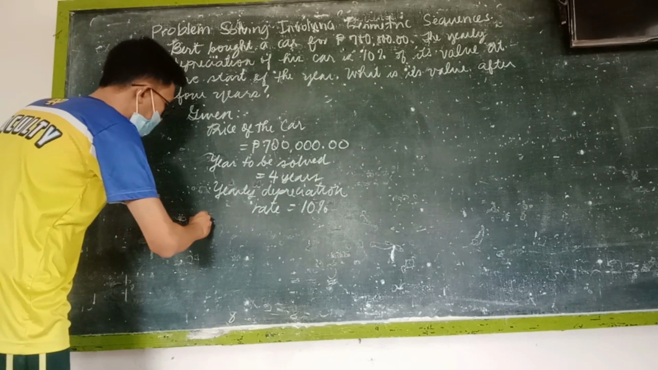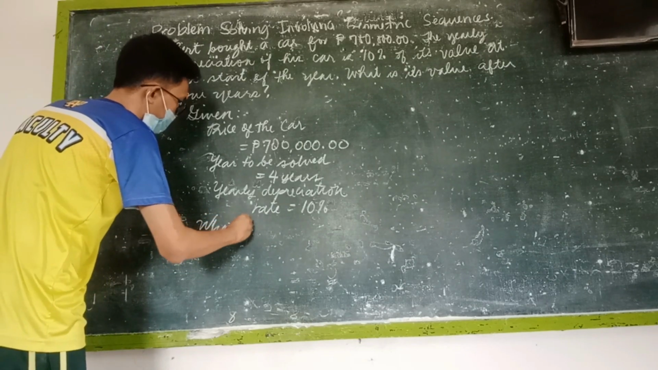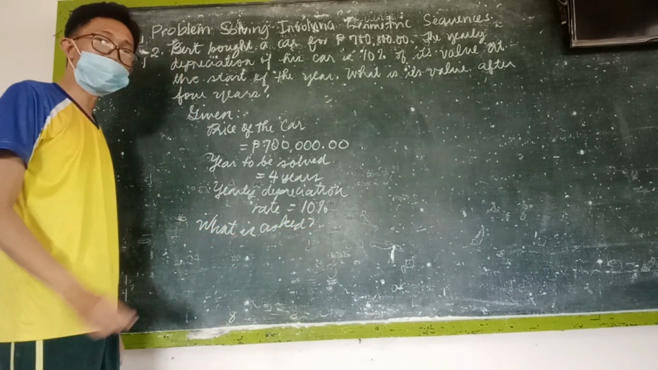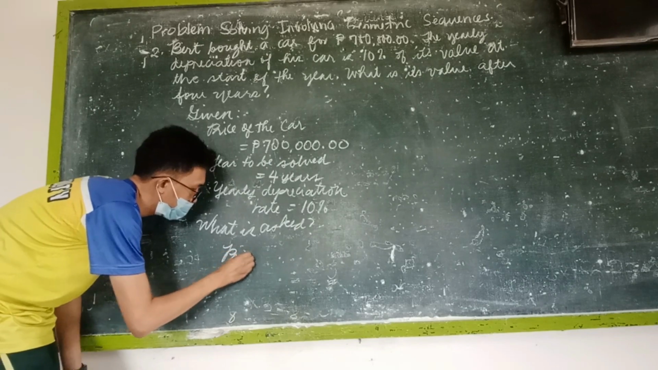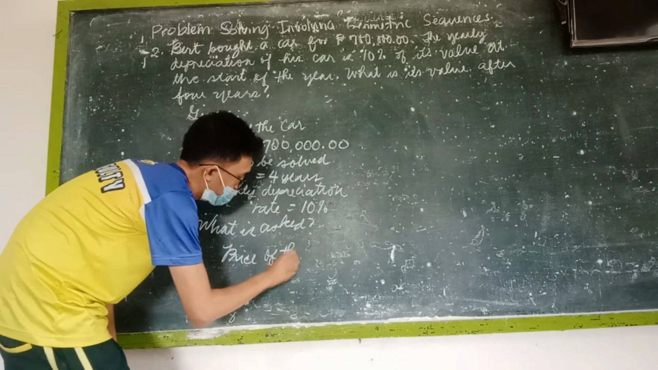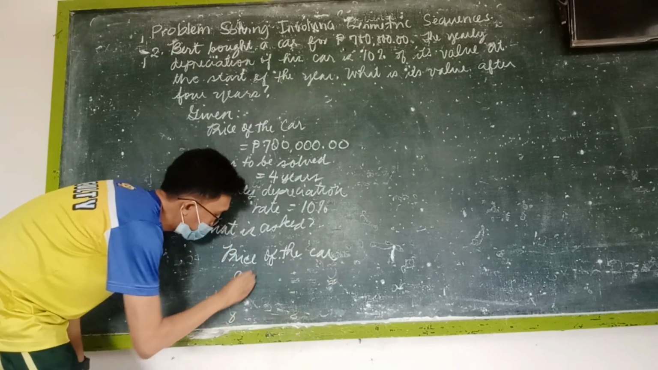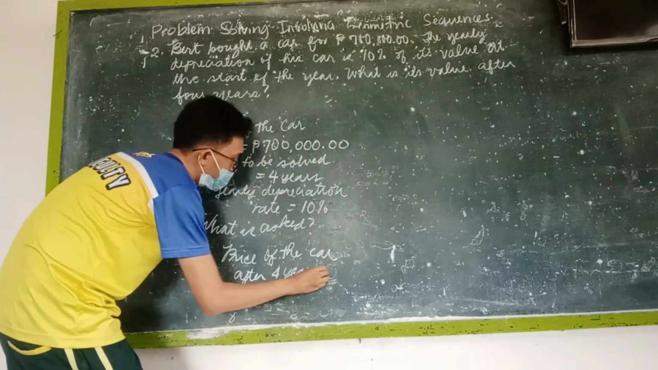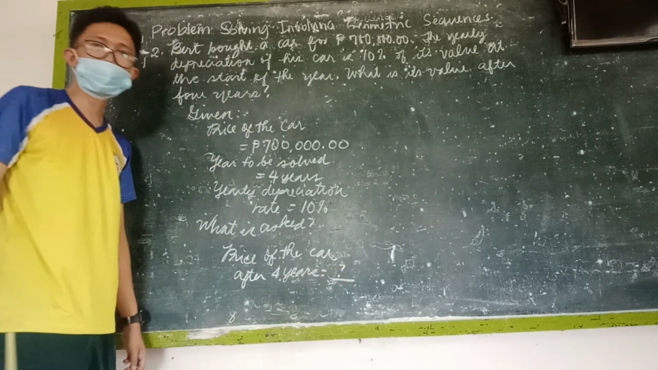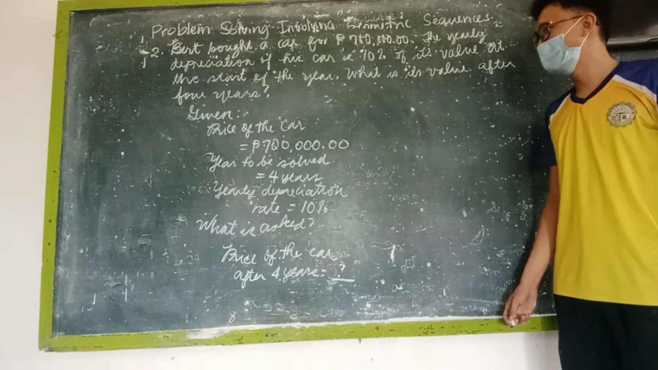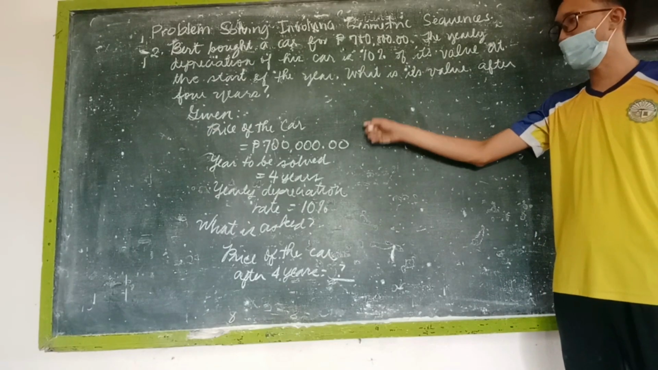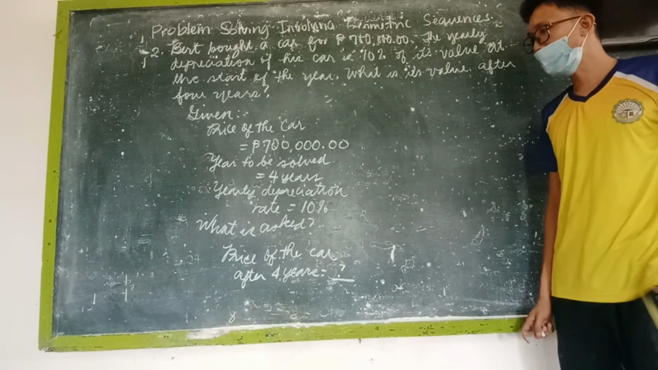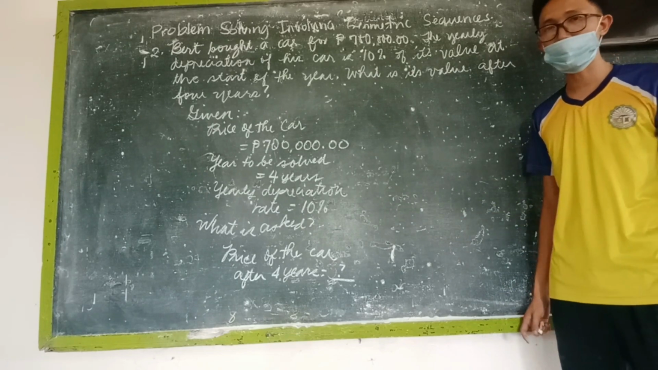So what is being asked in the problem? What is asked in the problem is the price of the car after 4 years. So, yan ang hinahanap natin. So, now, we're given the price of the car, 4 years na isa-solve natin, at saka ang yearly depreciation rate. So, ang kunin natin yung presyo ng car after 4 years.